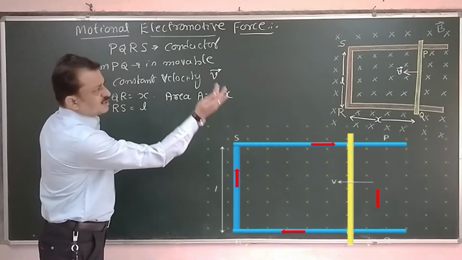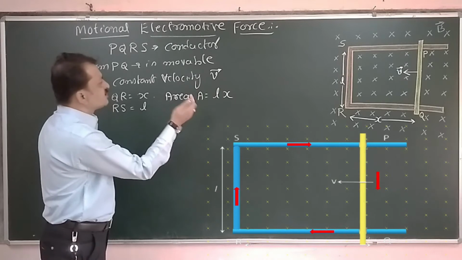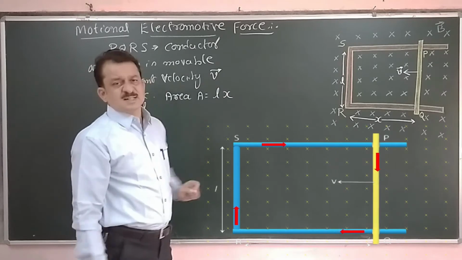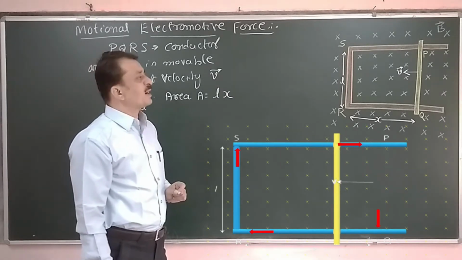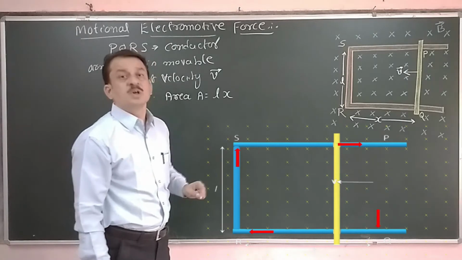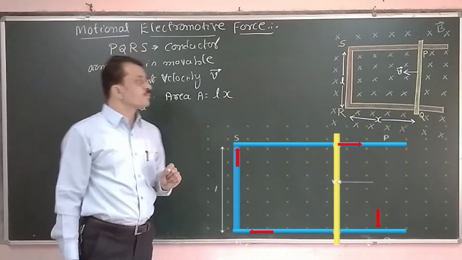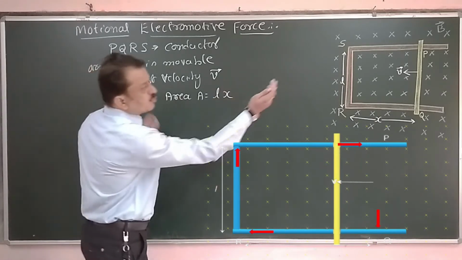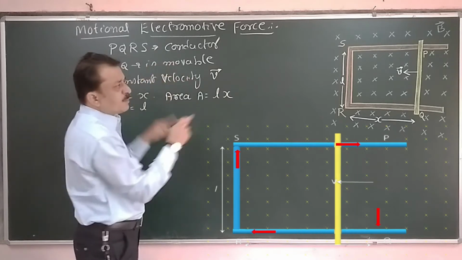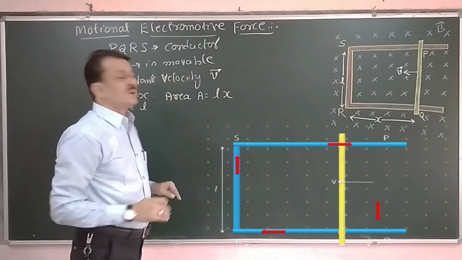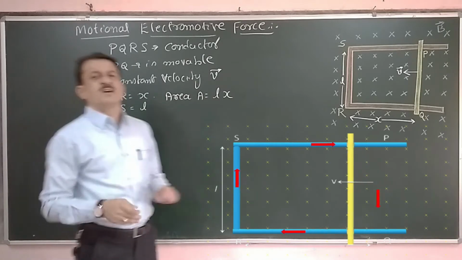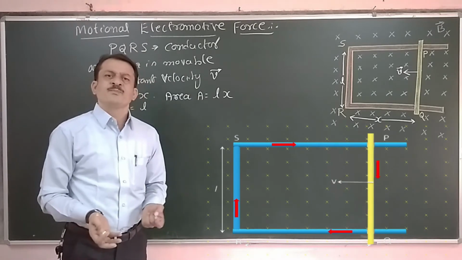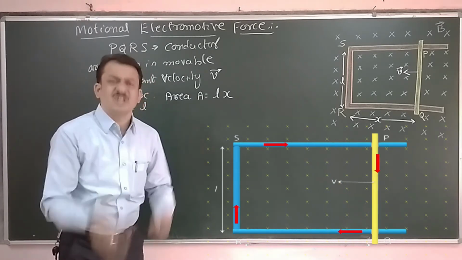Now as and when that arm PQ is moved inwards with a constant velocity v, the magnetic flux linked with this rectangular loop goes on changing. Here the flux is decreasing because PQ is moving inwards, therefore the area goes on decreasing. As the area is decreasing, the number of field lines entering that region is also decreasing. Obviously the magnetic flux is changing.